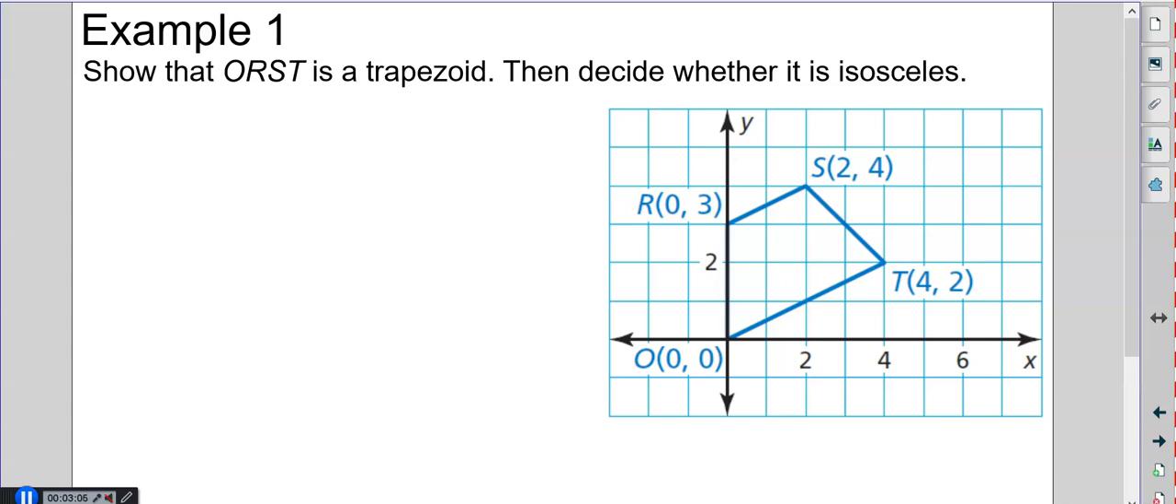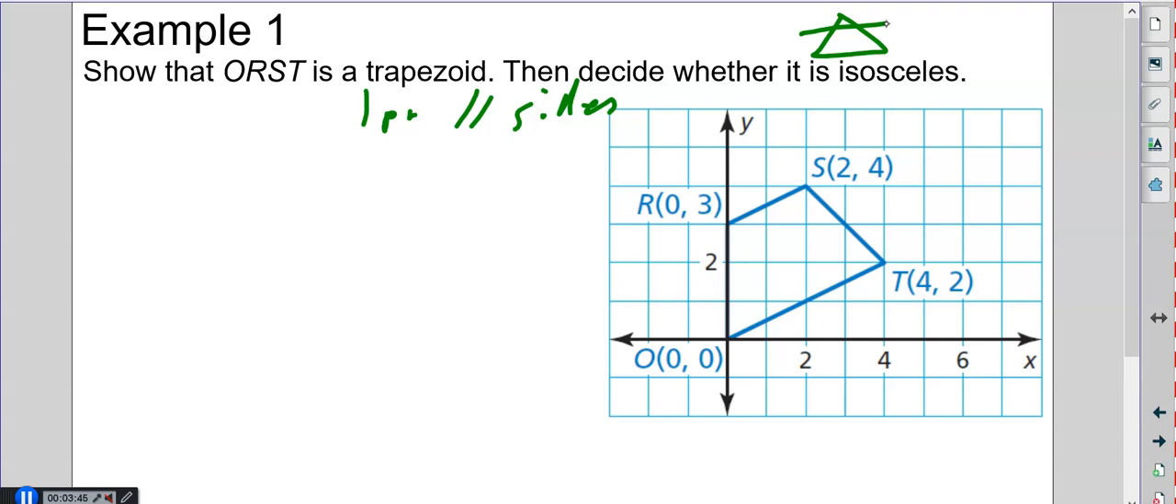All right, show that ORST is a trapezoid. Then decide whether it is isosceles. Now remember, a trapezoid has only one pair of parallel sides. Only one pair. And if you think about it, again, since it comes from a triangle, like I said before, if you have a triangle, obviously the sides are not parallel, they're intersecting with each other. And then when you cut it off, and this side is parallel to the base, that's where you get the trapezoid. You get the 2 parallel sides. All right, and that's it.